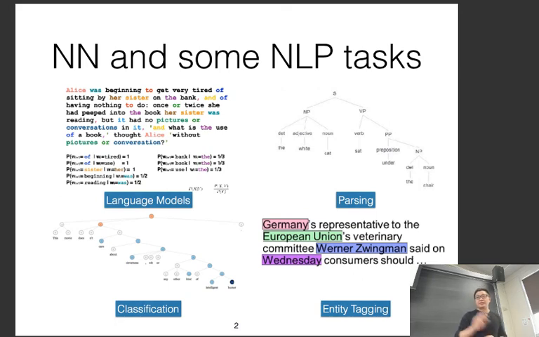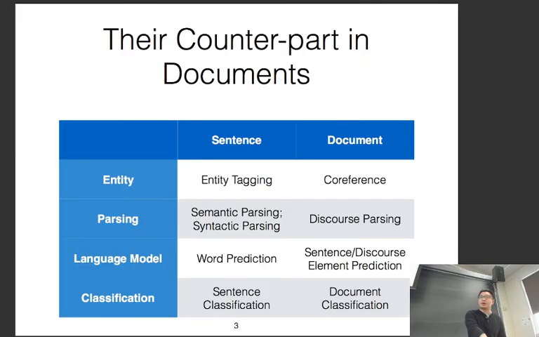Actually, every one of these tasks has its counterpart in documents. Because we have four of them, we have four counterparts. For entities in a sentence, you normally do entity tagging. In terms of documents, you can do some more sophisticated things like coreference. For parsing in a sentence, you do semantic parsing or syntactic parsing. In documents, you do discourse parsing.